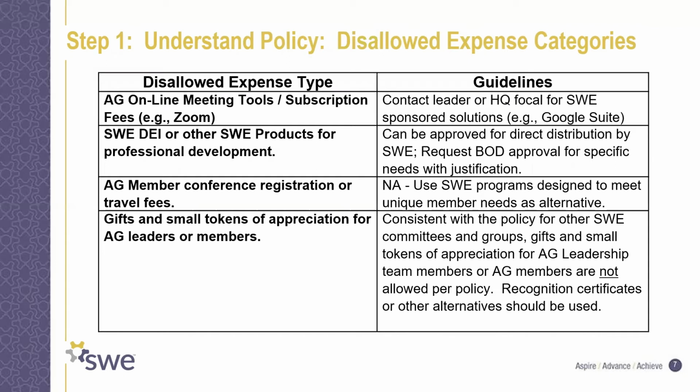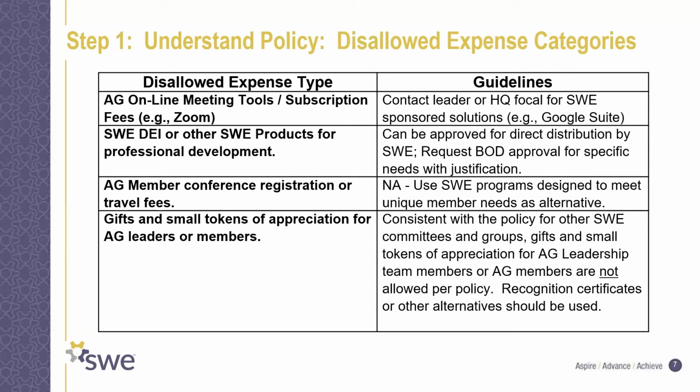There are a few items that are not allowed by policy given availability of SWE supply tools and products. SWE solutions such as Google Suite account are available for online meeting needs. Consult with your AG workgroup lead if you need access to these resources. AGs that would like to obtain SWE DEI products for AG activities or programs can request direct distribution. Provide written justification to the committee chair who could facilitate board approval.